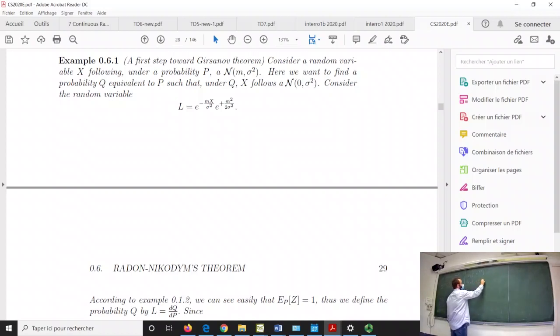It's what we have seen during the previous session. And I write it this way. Okay? And I know perfectly what dQ over dP is. It is exponential of minus mX over sigma square plus m square over 2 sigma square, and I have to add plus itX. And what are we going to use? We are going to use the fact that I know what happens for the characteristic function of X under P. Okay, that's what we are going to use.